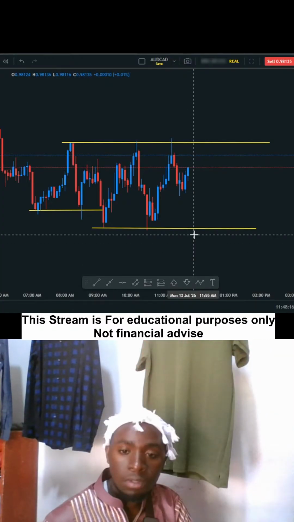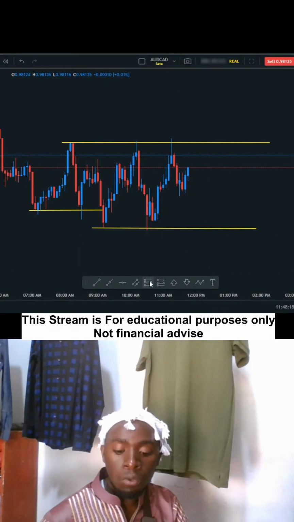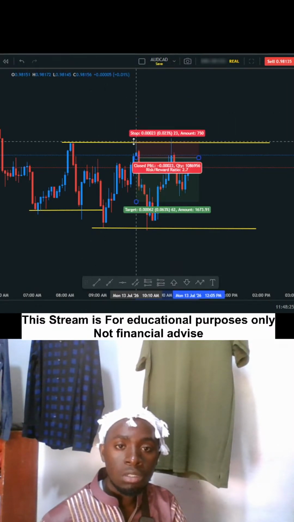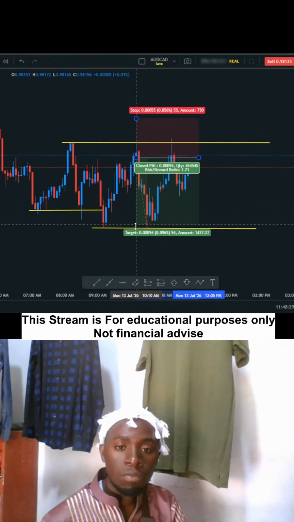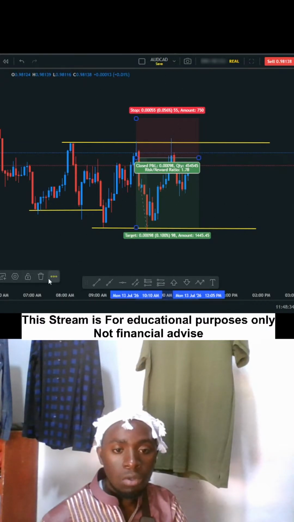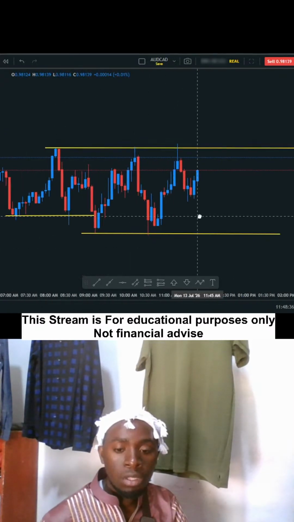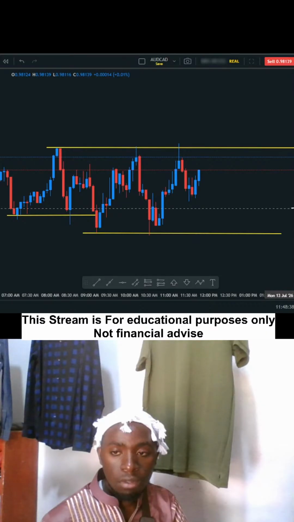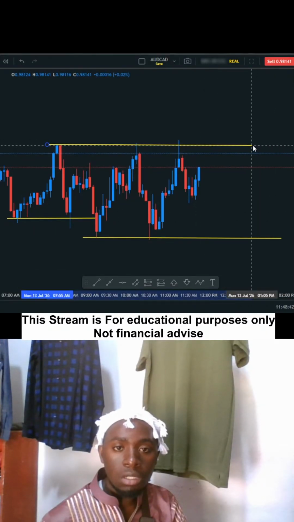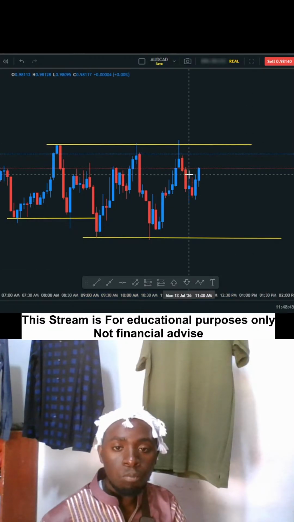Those who trade aggressively might have got this entry right there. Probably their stop loss is somewhere above, and they're targeting the low. Yeah, they would have got that entry right there. Those went aggressively. But for my case, I'm always waiting for a break of that high right there before I can get my entry.